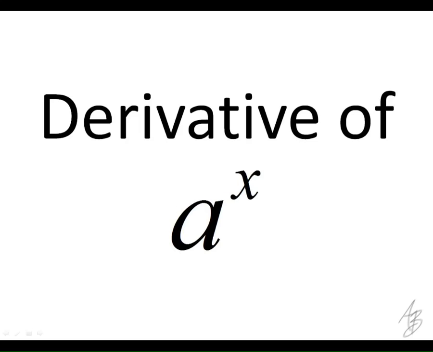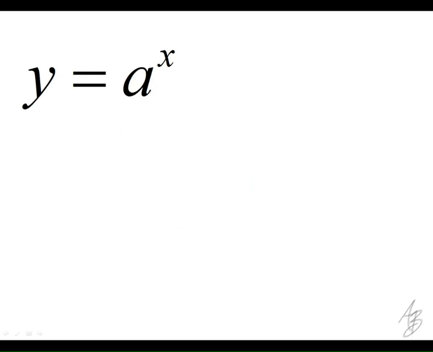So what we want to do here is find the derivative of a to the x, and we will start that by letting y equal a to the x. We're going to use some laws of logarithms here to incorporate e to the x. We've already found that the derivative of e to the x is e to the x, and that's something that we know how to do already.